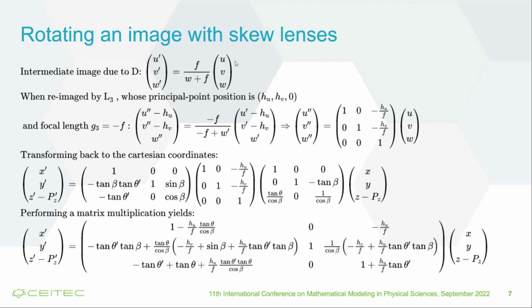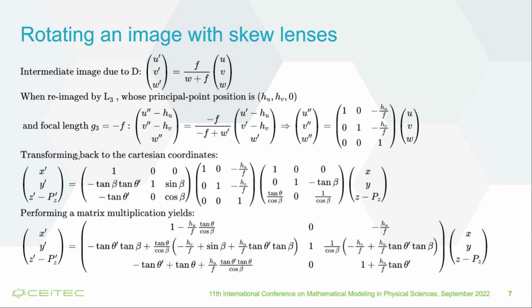By definition, this is the standard imaging equation. Then we reimaged this intermediate image u prime v prime w prime by lens L3, whose principal point position is HU, HV, 0 and focal length G3 is equal to -f. We obtain the final image u double prime v double prime w double prime, whose relation with the object position u v w can be described by this simple matrix equation.